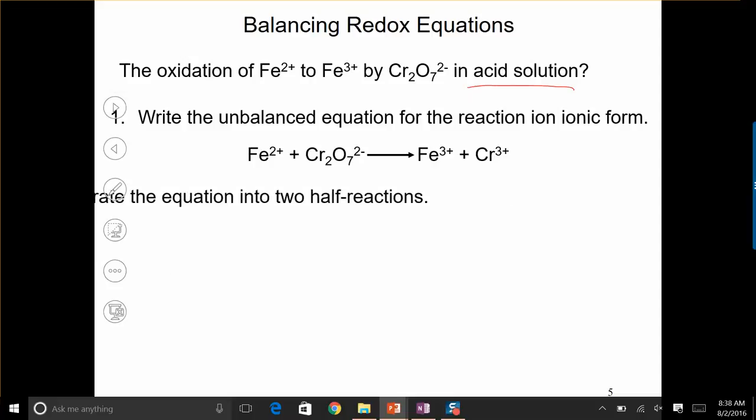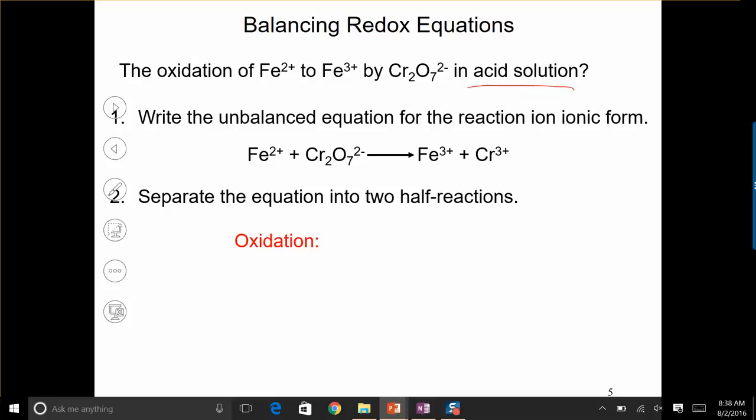So first we just balance everything. Oh, sorry. We're going to separate it into its half reactions. Excuse me. So oxidation, Fe2 plus goes to Fe3 plus. That was loss of electrons, right? I lost an electron going from 2 plus to 3 plus. But I have the same number of irons, so as far as these are concerned, that's balanced. But I have to show the electrons, which I'll do later, I suppose.